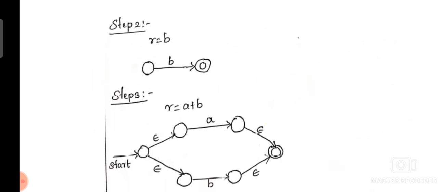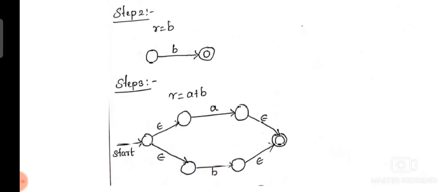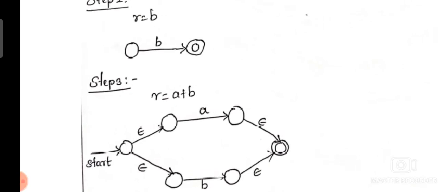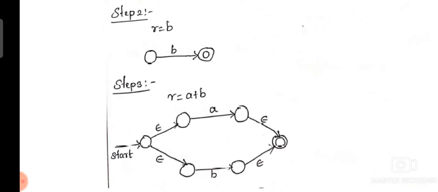Now we are in step 3, where we construct the structure for R equal to A plus B. Already in the basic definition we have seen the structure for A plus B. For A plus B, we have to draw two alternate paths from the starting state to the final state. One path will consume the input symbol A, the other path will consume the input symbol B.